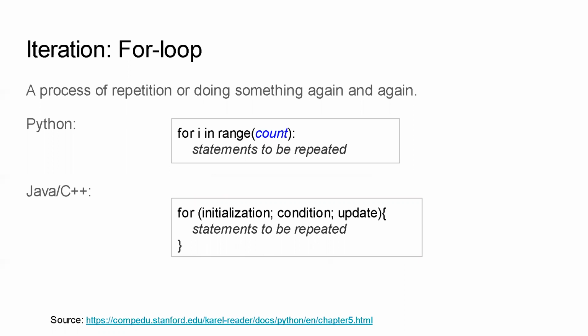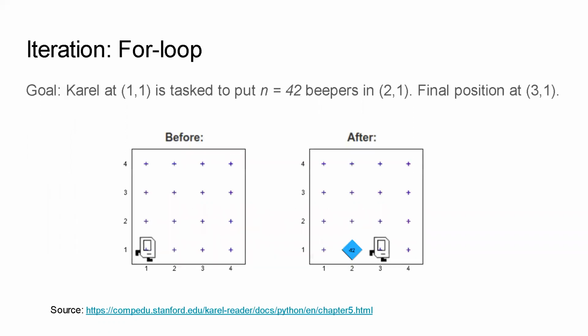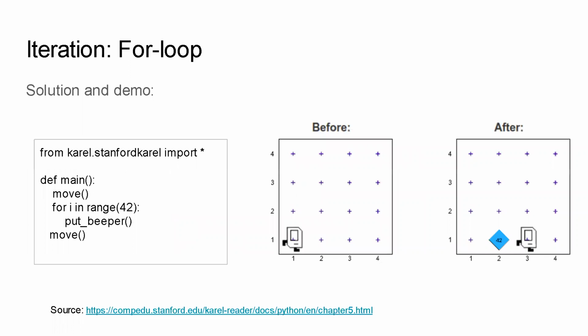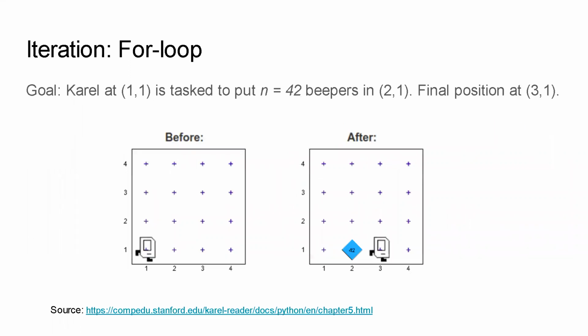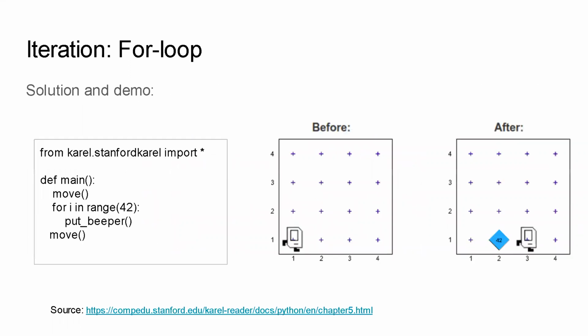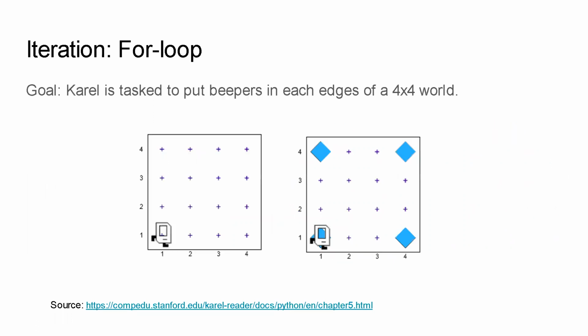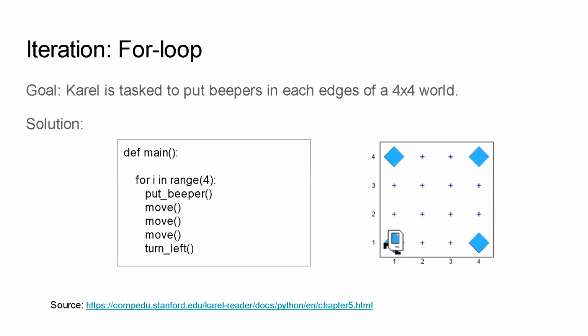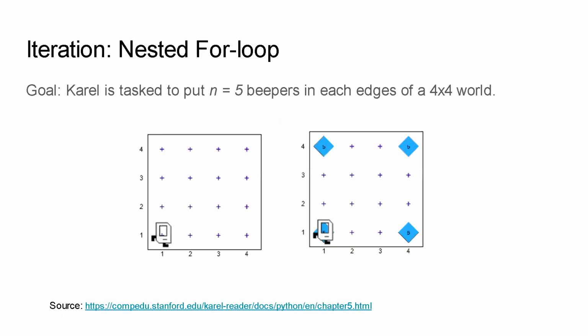Karel will also be able to teach a student iteration, a process of repetition or doing something again and again, like the for loop. In this case, Karel is just gathering beepers and putting them in a certain location. In this other problem, Karel is just putting beepers at the edges. You could also nest the loop, in which Karel will install a certain number of beepers in each corner.